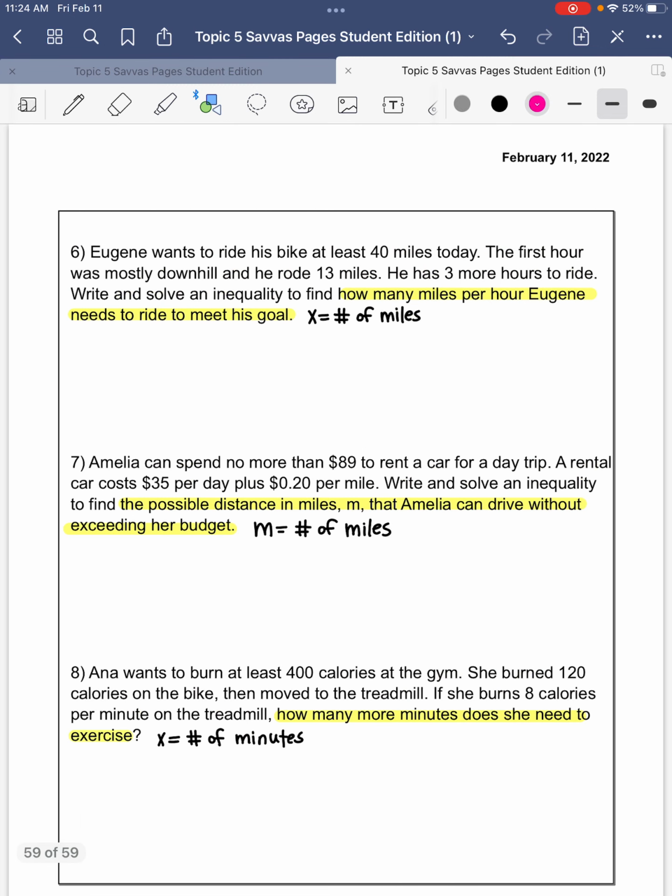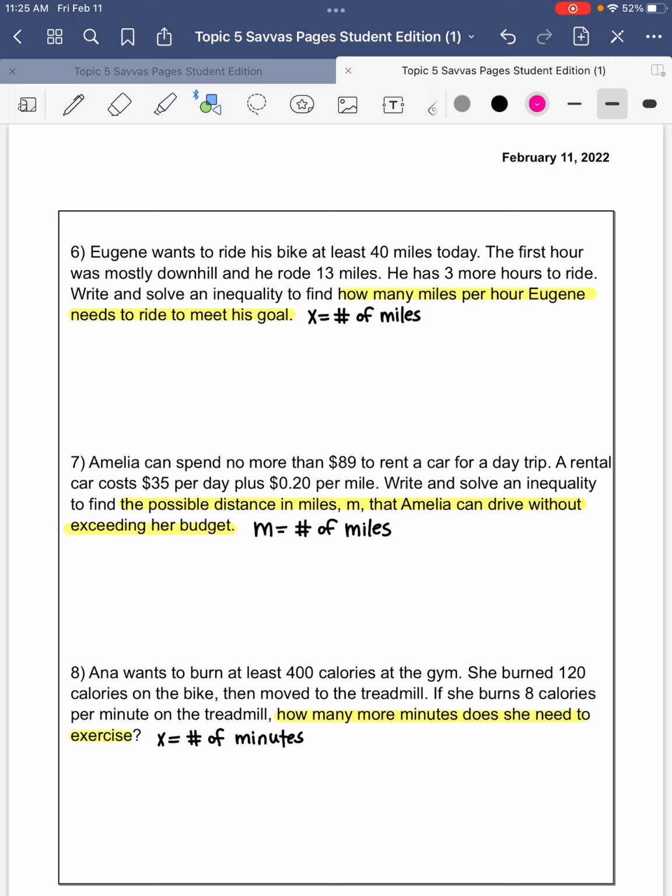Okay, moving on to some word problems. So number 6, Eugene wants to ride his bike at least 40 miles today. The first hour was mostly downhill and he rode 13 miles. He has 3 more hours to ride. Write and solve an inequality to find how many miles per hour Eugene needs to ride to meet his goal. So I've already highlighted our important question, how many miles per hour? So I defined my variable x and I said it was the number of miles.